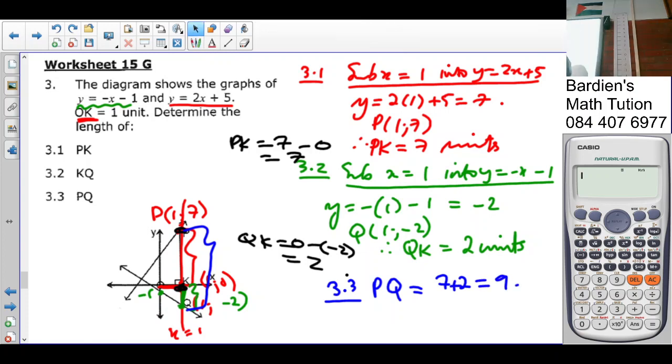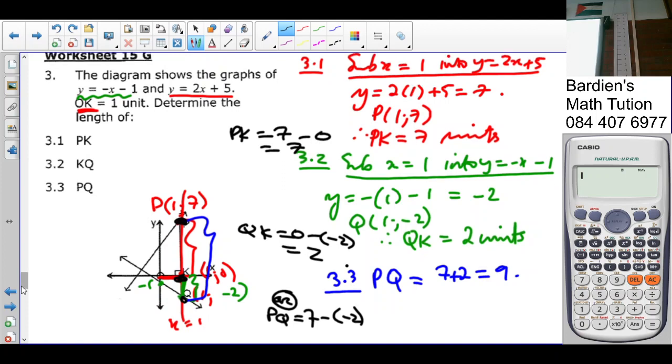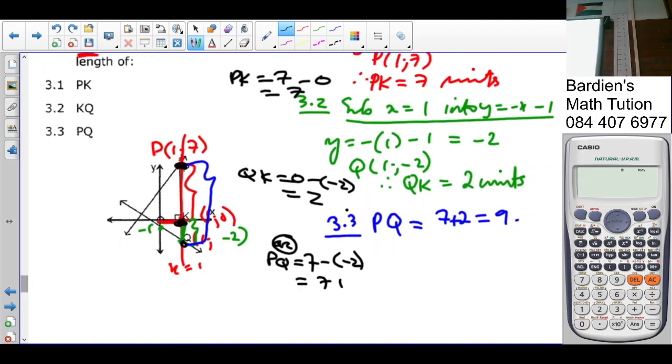Otherwise, if we have applied what we just did here now, we go from there to there. We could have said PQ is going to be 7, the top point, minus the bottom point, which is negative 2, which is 7 minus negative 2, 7 plus 2, which is 9 units. Right, either way will get you the mark.